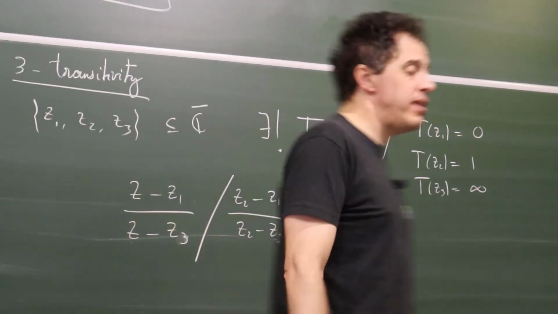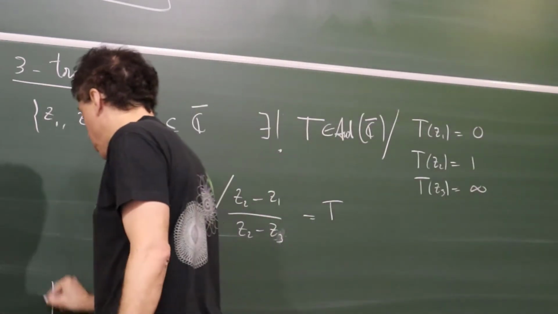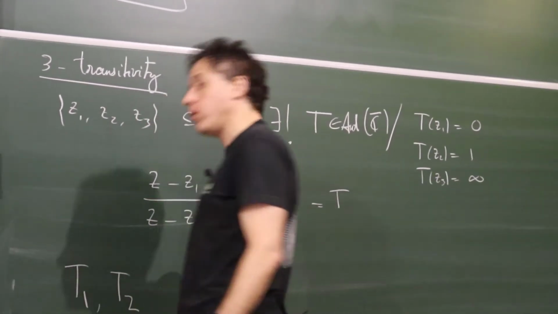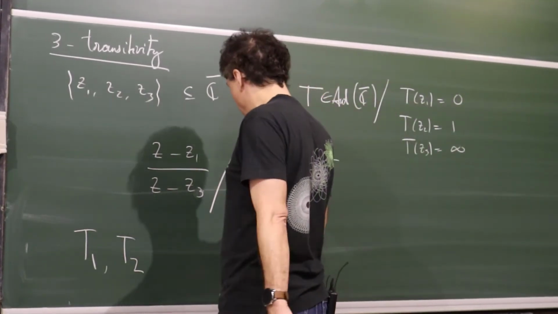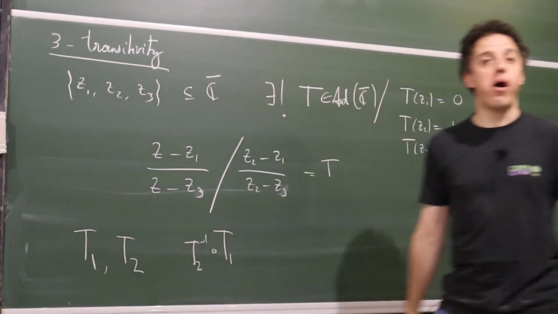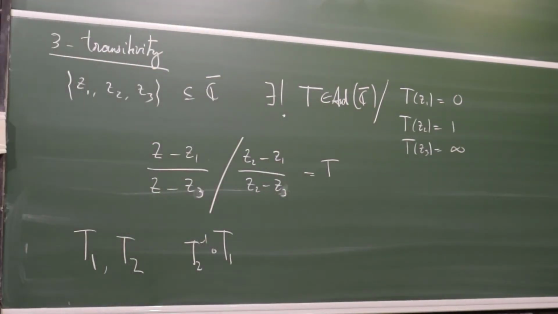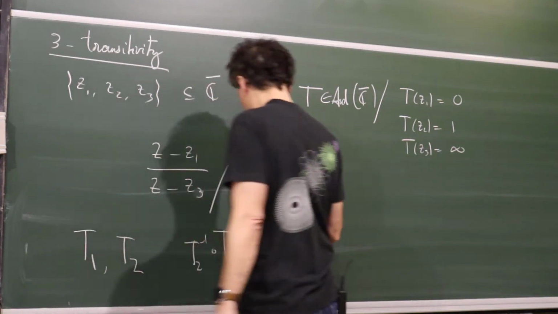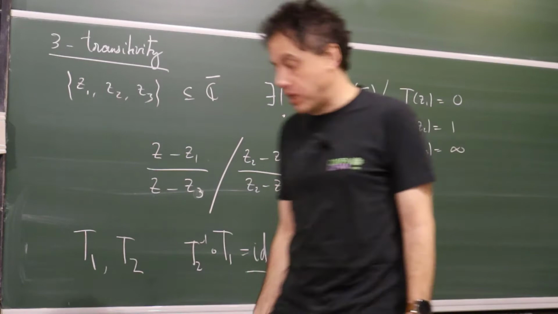And why is it unique? By the previous consideration. If you have two such Möbius transformations, T1 and T2, you may consider, for instance, T1 composed with T2 inverse. This is a Möbius transformation that takes Z1, Z2, and Z3 into themselves. So it has three fixed points, so it is the identity map, and we are done. T1 is equal to T2.